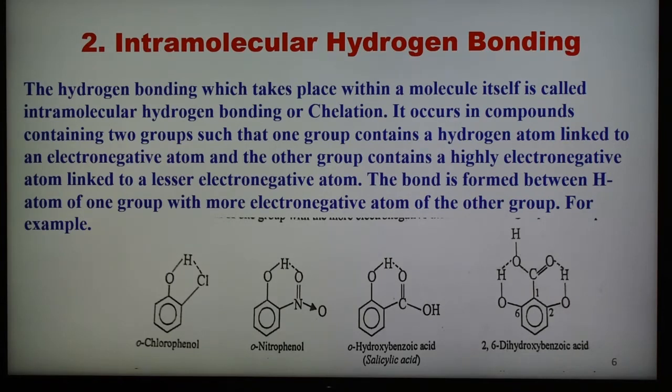It is also known as internal hydrogen bonding. Such type of bonding is possible only if the hydrogen and the more electronegative atom are present in the same molecule. It results in the cyclization of the molecule.